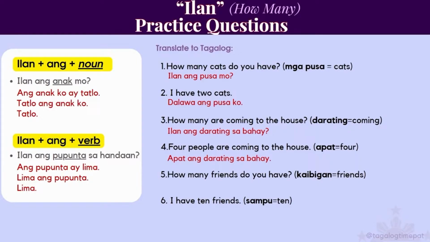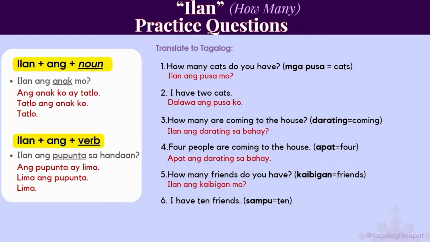Number 5, how many friends do you have? Kaibigan is friends. Actually, kaibigan is friend. Mga kaibigan would be friends. Ilan ang kaibigan mo? How many friends do you have? Also, you could say, ilan ang mga kaibigan mo? That is also correct, but remember, you don't have to add it.